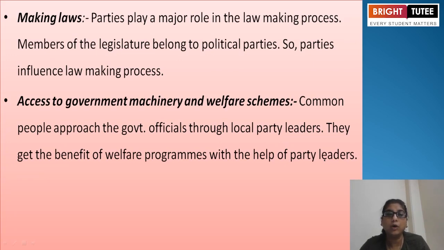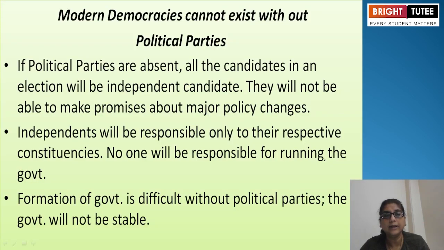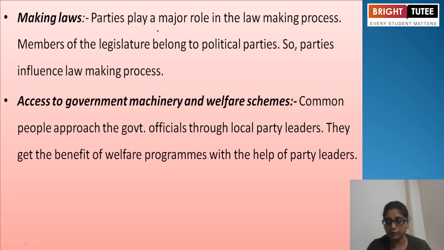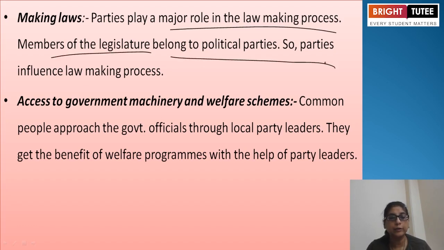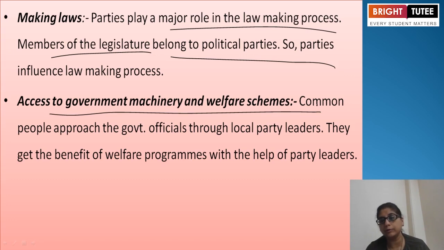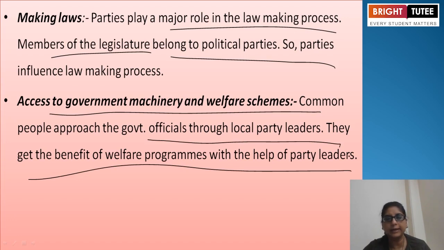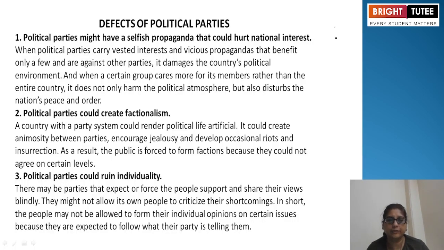Parties play a major role in the lawmaking process. Members of the legislature belong to political parties, so parties influence the lawmaking process also. Then access to government machinery and welfare schemes. As I told you, common people approach government officials through local party leaders. They get the benefit of welfare programs with the help of party people. Parties play a major role in the lawmaking process. Members of the legislature belong to political parties, so parties influence lawmaking and give access to government machinery and welfare schemes as well. Common people approach government officials through local party leaders and get the benefit of welfare programs with the help of party leaders. Now there are a few defects of political parties also.